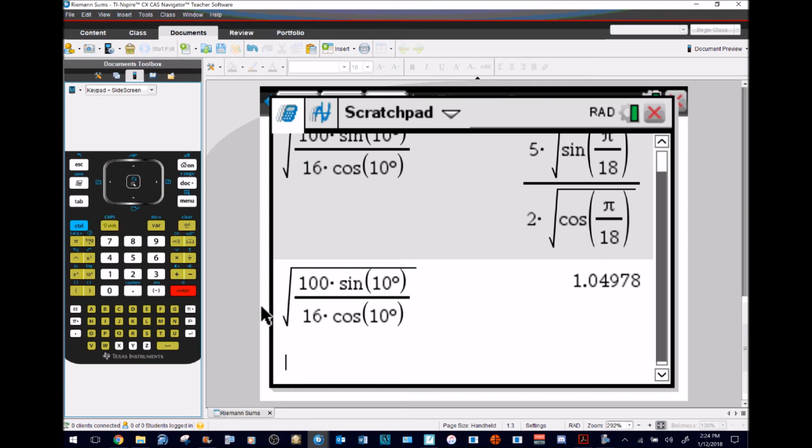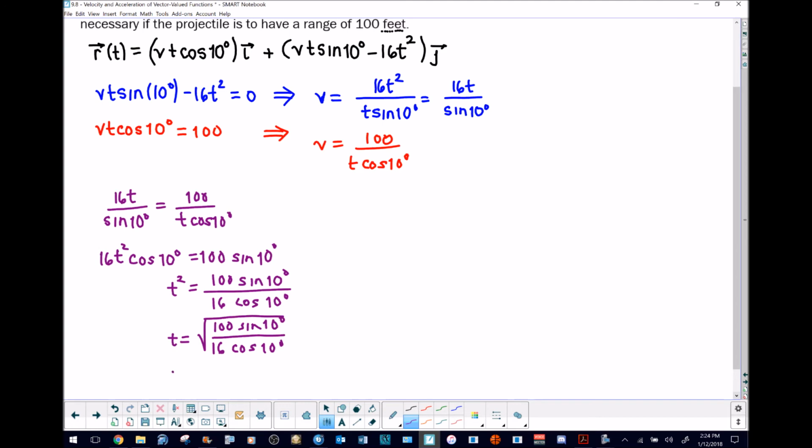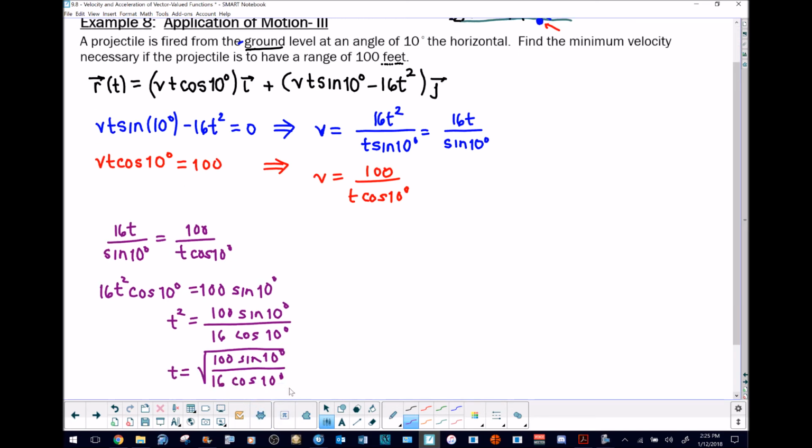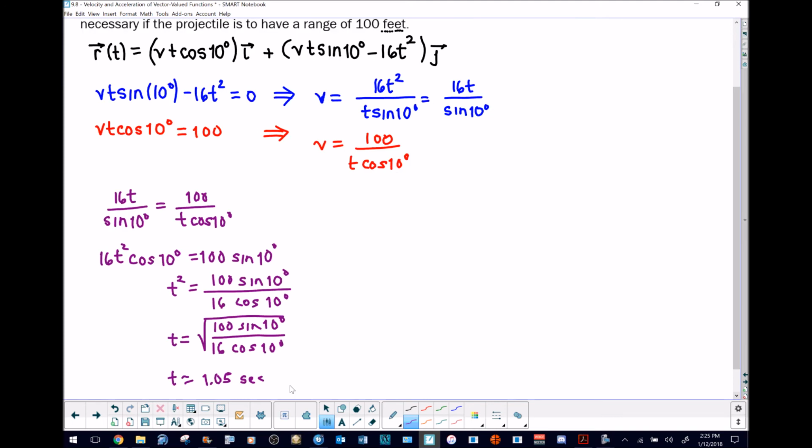Let's call this t approximately 1.05 seconds. Now, does that answer our question? Well, the big answer is no, it does not. We don't want to know when this projectile is going to reach that particular threshold of 100 feet. We've just figured that out. We want to know what velocity is going to cause this projectile to reach that particular threshold.